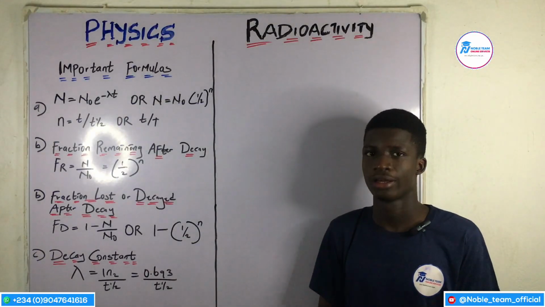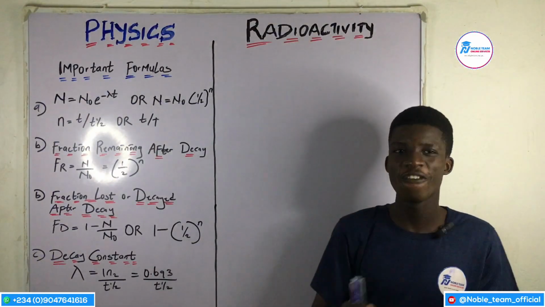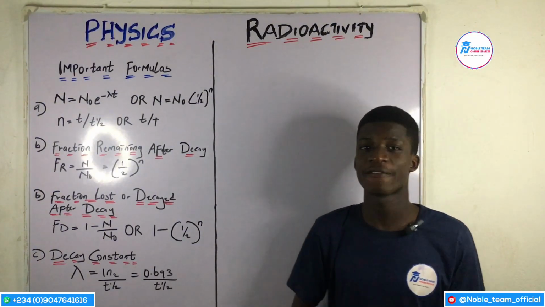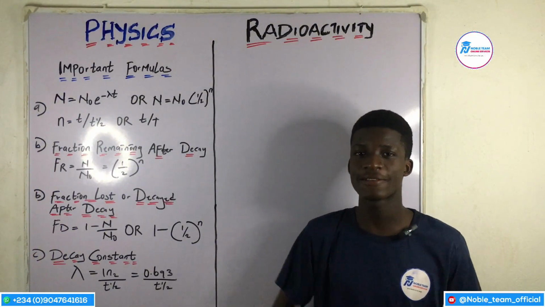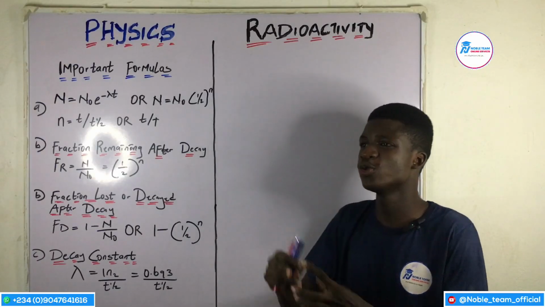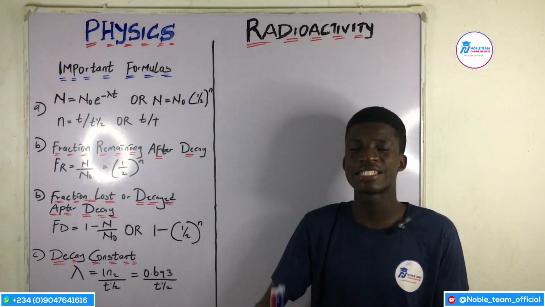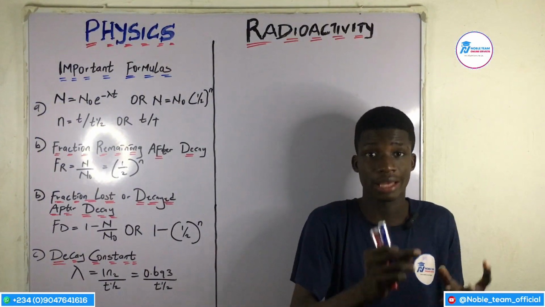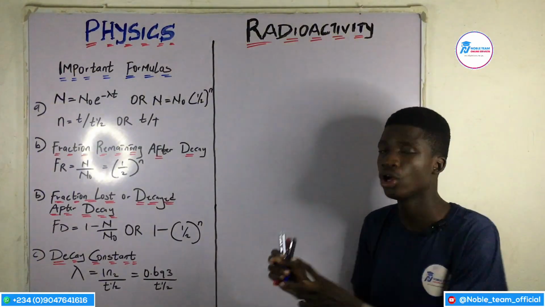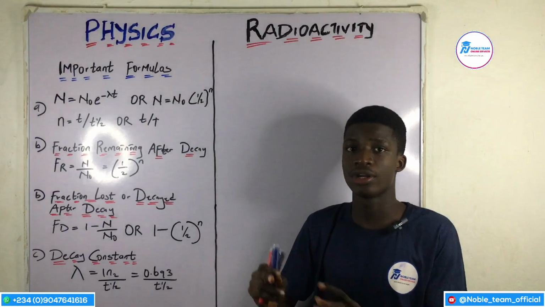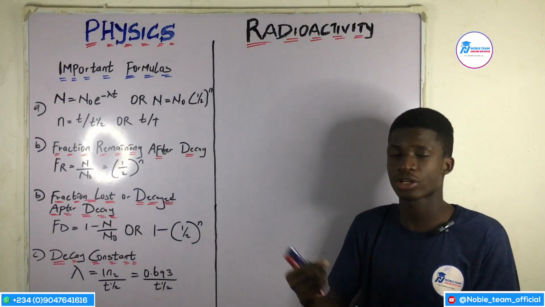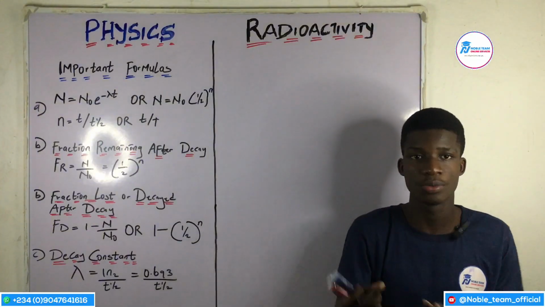We are going to be looking into physics for today's class. The topic we are going to be looking into is a vital topic that students find difficult. In this video, I'm going to be explaining every single aspect, every single calculation, because in this video we are going to be looking into calculations. The theoretical part we are not going to be looking into; it is the calculation aspect of radioactivity that we are going to be looking into.